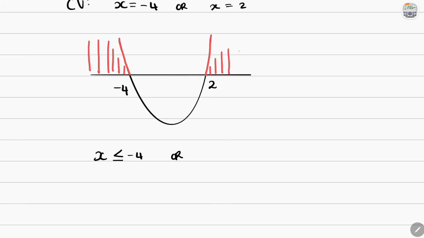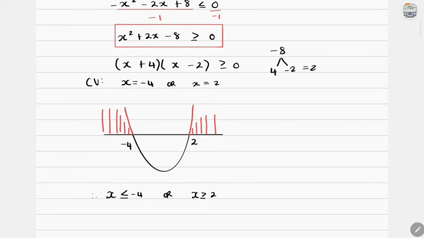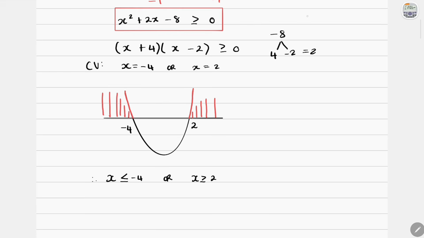So if you line this down, it's moving to the right-hand side of 2. So these are values that are greater than or equal to 2. Okay, and that would be our answer. x is less than or equal to negative 4, or x is greater than or equal to 2. And that is our answer. Moving on to the next question.